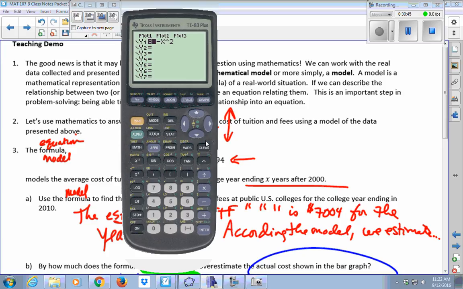Or what else could you do? See how the cursor is black over the equal sign? You can just take this white arrow, go back 1 space and hit enter. Now it's turned off. And you can just come down to Y2.